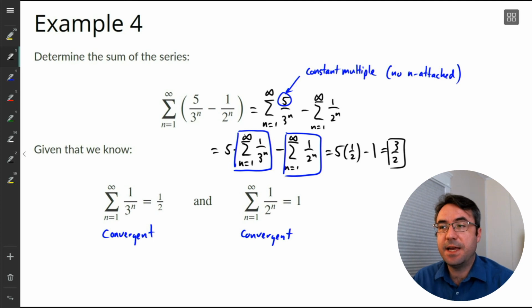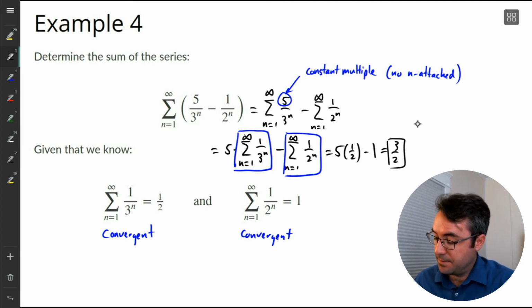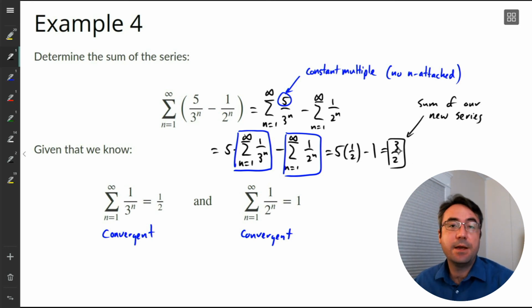And so what this is saying is this value here is the sum of our new series. So we know it's convergent, and we actually know what the sum is. The sum of this series here, if we're following our thread, is 3 over 2. We got that because we knew this series was convergent, and we knew its sum, and we knew this series was convergent, and we happened to know its sum.